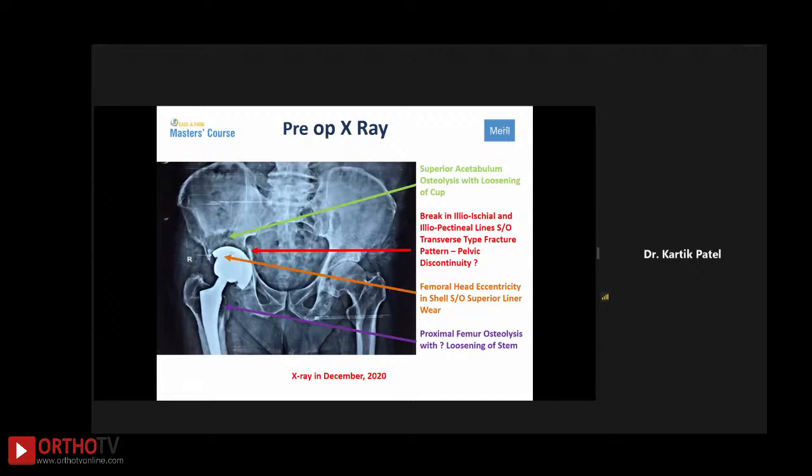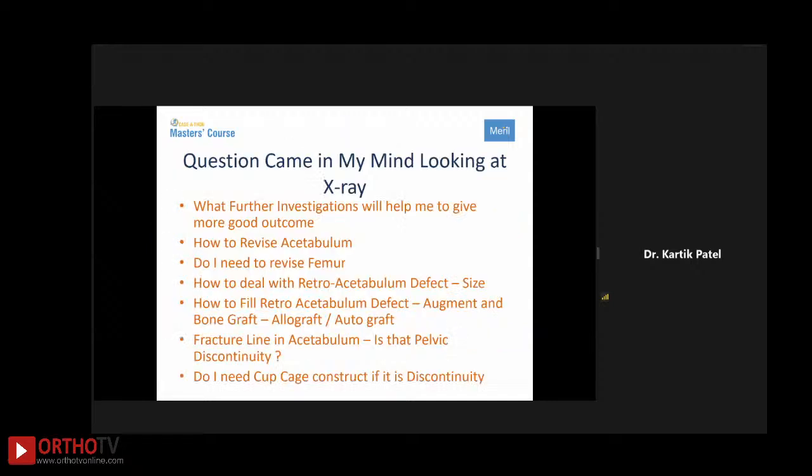So I thought it over, and these questions came to my mind looking at the X-ray. What further investigation will help me to give a better outcome? How to revise the acetabulum? Do I need to revise the femur? How to deal with the retroacetabular defect? Size of the defect? How to fill that defect?